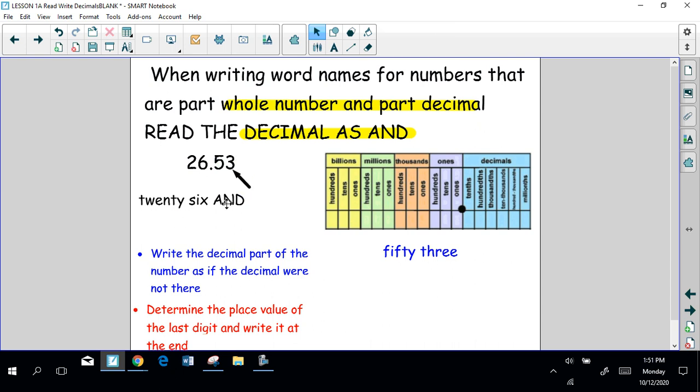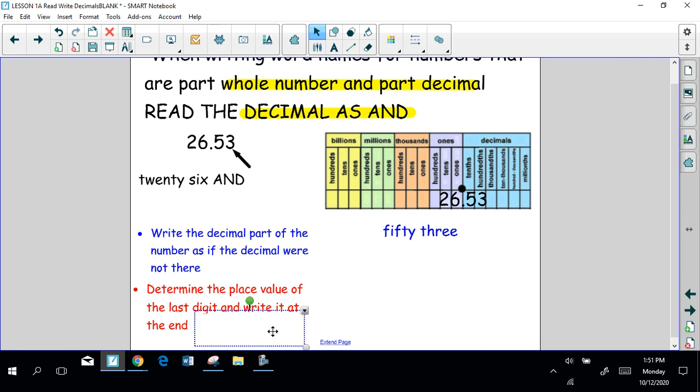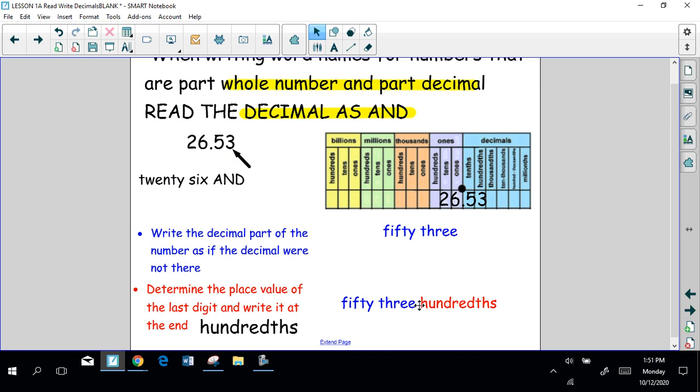What place value is the 3 in? It went 2 places past. Let's line up the decimal. And 3 is in the hundredths spot. So the decimal part is read 53 hundredths. For our final answer, we have 26 and 53 hundredths.